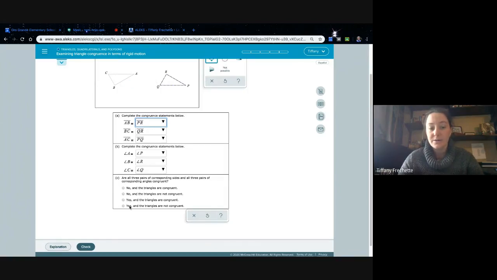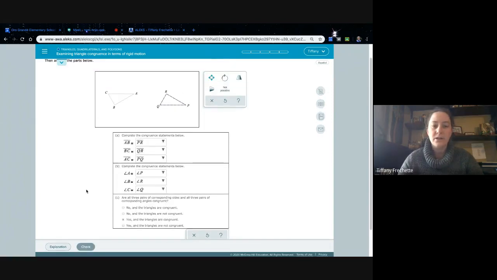So I'm going to go down here. I know it's a yes, and the triangles are congruent. You wouldn't say yes, everything matched up, oh, but the triangles are congruent. Again, they're just giving you extra information there to kind of be tricky.